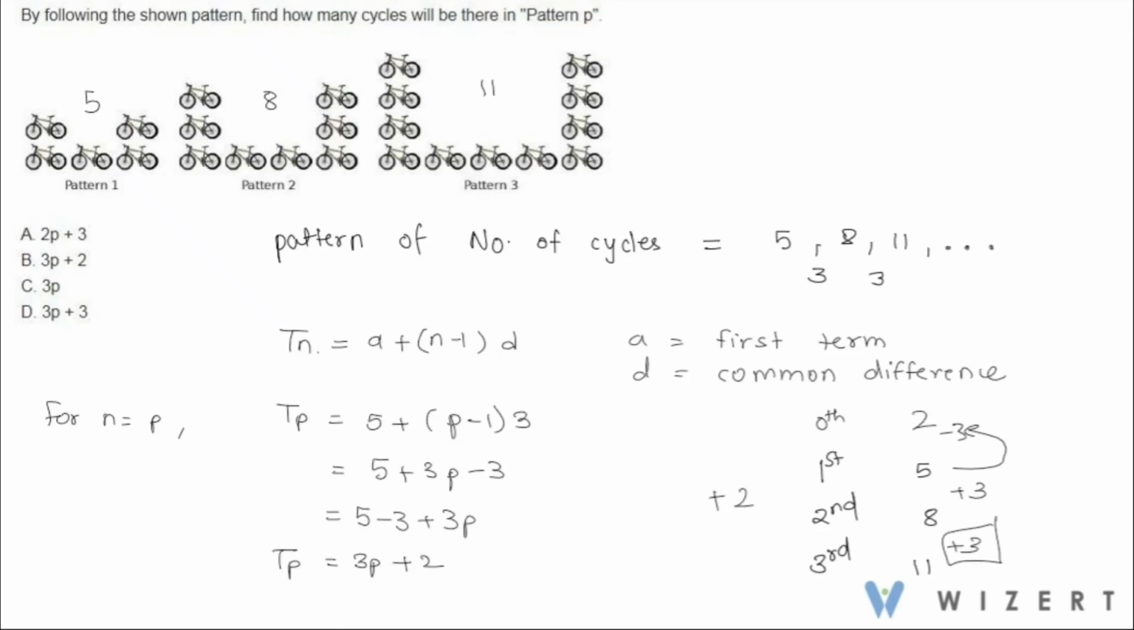And this 3, that is the common difference 3, is simply multiplied to the pth number. So this will be the total number of cycles in the pth pattern, which is exactly the same number which we got by this formula. So 3p plus 2, answer is option B.